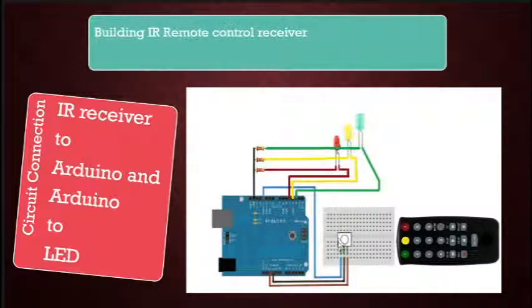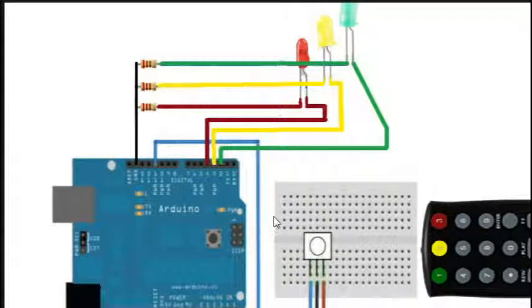Here the IR receiver is connected as in the previous circuit, that is, the VCC of the IR receiver is connected to 5 volt of Arduino, ground is connected to ground of Arduino, and the data pin, that is the first pin of the IR receiver, is connected to the 11th input output pin of Arduino. And now it is time to connect the LEDs. I would show you clearly. Here it is. The green LED is connected to the second input output pin of Arduino, yellow is connected to the third, and red is connected to the fourth.